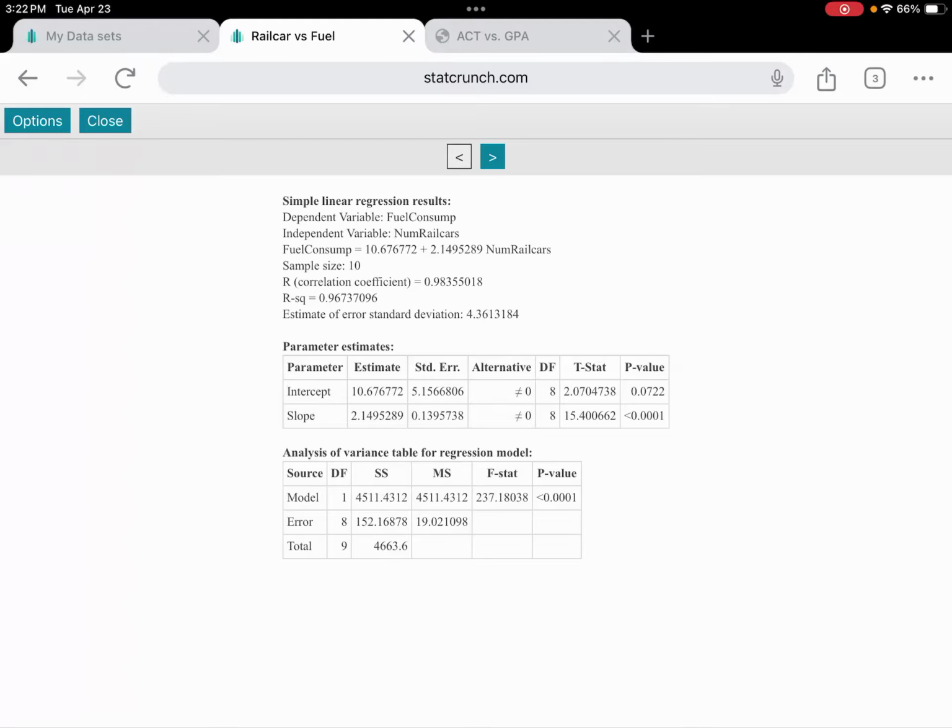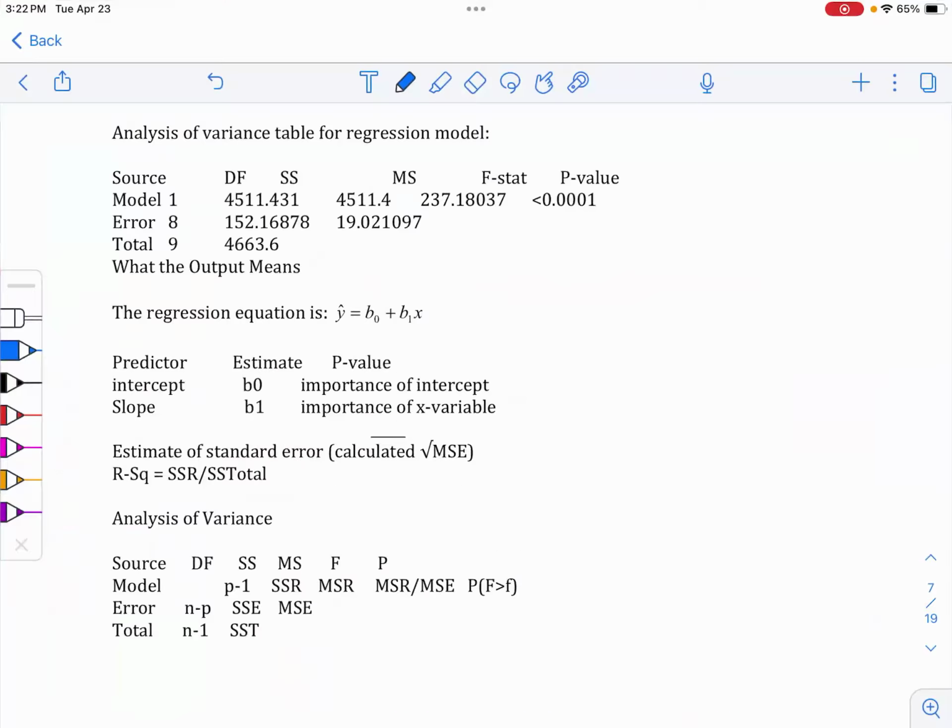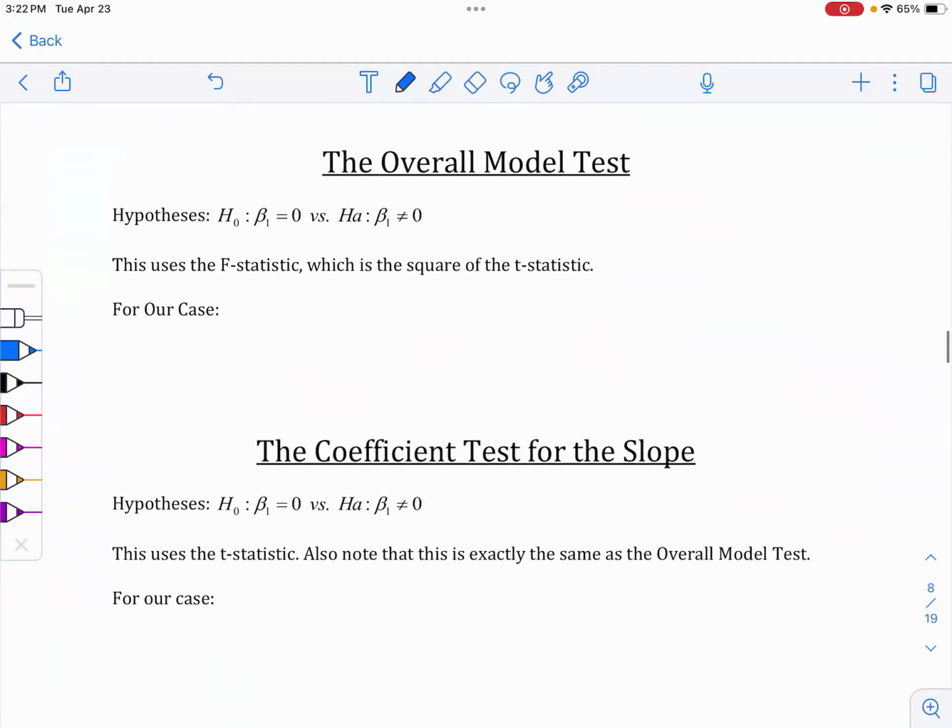All right, and we'll go through those graphs one at a time as well. Okay, so let's start breaking that info down one piece at a time.